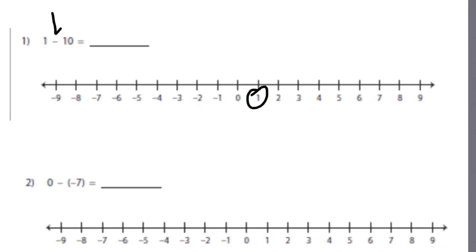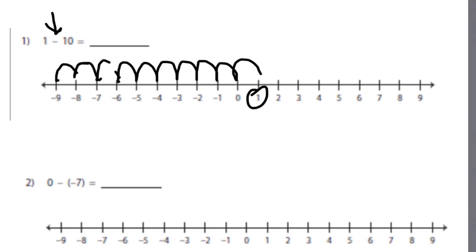This is a subtraction sign. That means our 10 is positive. So we're going to the left 10, starting at 1. 1, 2, 3, 4, 5, 6, 7, 8, 9, 10. 1 minus 10 is negative 9.